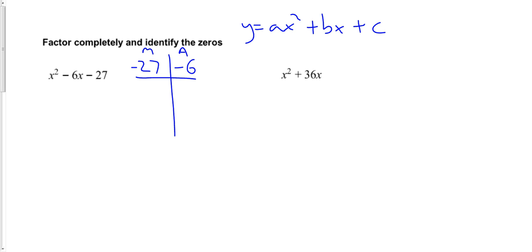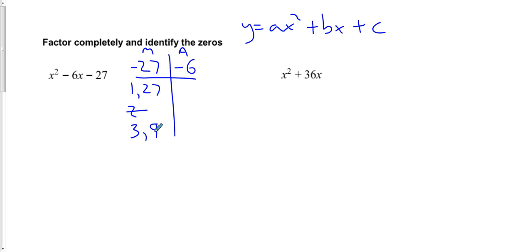So I'm just going to go through and try and identify all of the multiples of negative 27. So I know, 1 times 27. I could go 2, well, 2 doesn't work, because there's nothing that multiplies by 2. 3 times 9 will give me 27. And if I keep going, it'll give me some other factors here. But because I've got a negative 27 at the back end, that means that one of these numbers has to be positive and one of these numbers has to be negative.